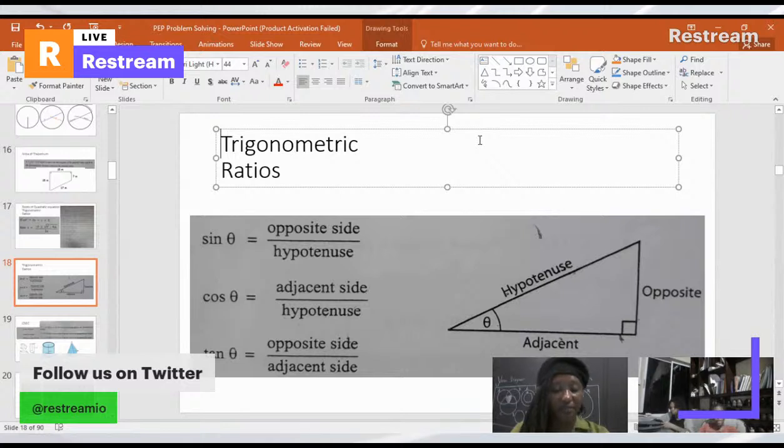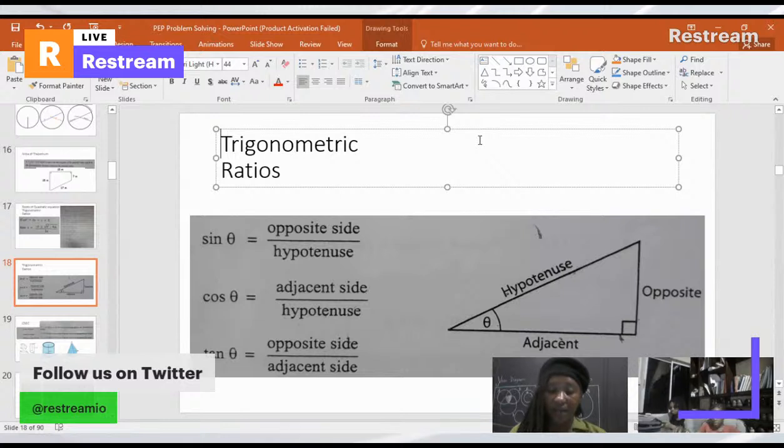So here are the trig ratios. For sine, the sine of an angle is the opposite side over the hypotenuse. So if you are given the angle and the opposite, and you want the hypotenuse, or you're given the hypotenuse and you want the opposite, you just plug in the two that you know and solve for the unknown. For cosine, the cosine of an angle is the adjacent side over the hypotenuse. And for tangent, the tan of an angle is the opposite side over the adjacent.